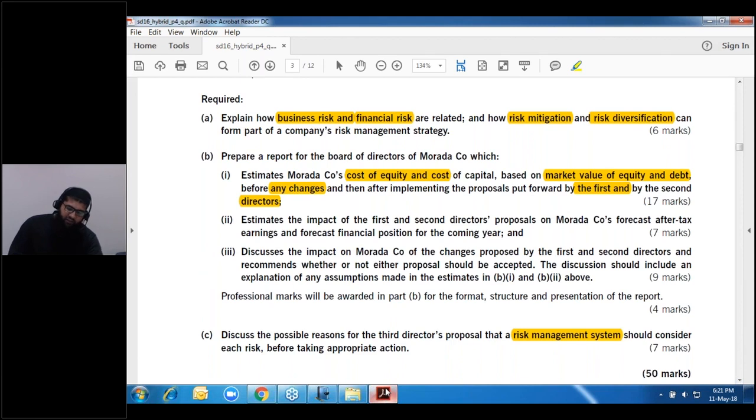Now, what is the next requirement? It says prepare a report for the board of directors. We are attempting December 2016, question number 1. The next requirement is to prepare a report for the board of directors of Morada company, which estimates Morada's cost of capital based on market value of debt and equity before any changes and after implementing the proposal. So you need to calculate what is exactly going to happen with the cost of equity and the cost of capital after the changes suggested by the directors have been incorporated. Let's go through the question first and then we can have a quick discussion on this.